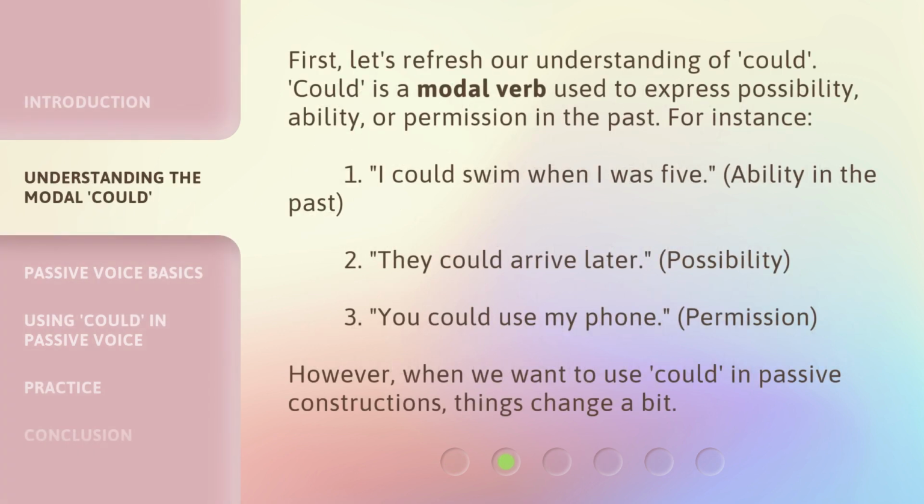First, let's refresh our understanding of could. Could is a modal verb used to express possibility, ability, or permission in the past. For instance, 1. I could swim when I was 5. Ability in the past. 2. They could arrive later. Possibility. 3. You could use my phone. Permission. However, when we want to use could in passive constructions, things change a bit.